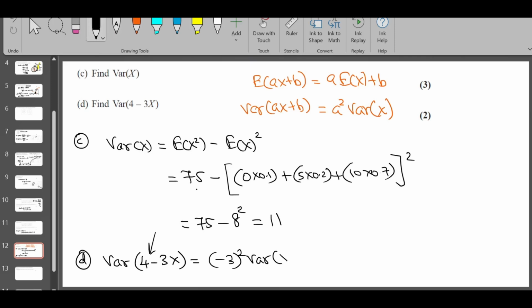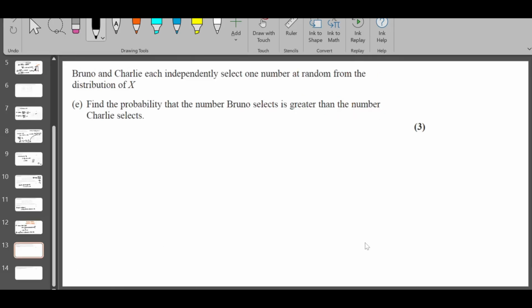So the variance of X, which is 9 times 11, is 99. That is the answer. Bruno and Charlie each independently select one number at random from the distribution of X. There are three numbers, 0, 5 and 10, and they both get to select one number. Find the probability that the number Bruno selects is greater than the number Charlie selects.